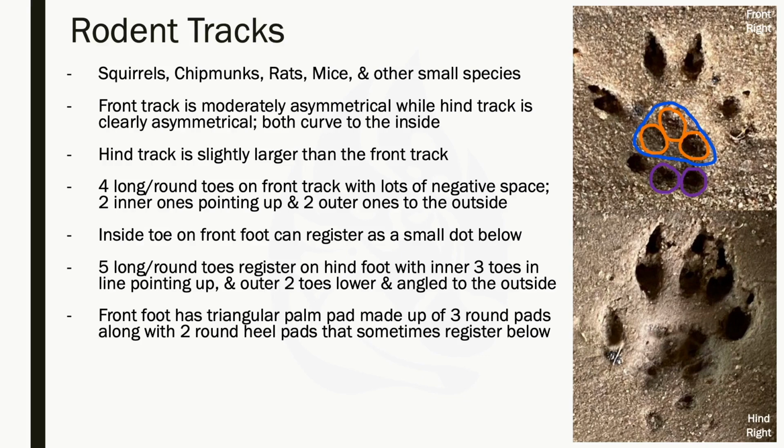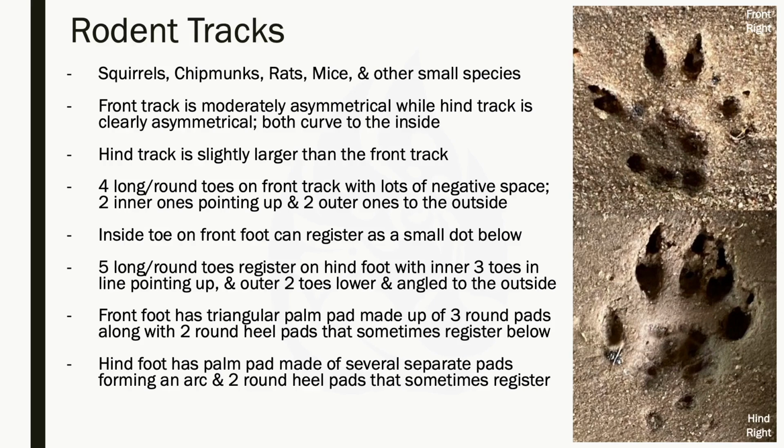So a lot of times they're not there or they're harder to make out, but in deeper substrate in mud, and again, many rodent species will spend a lot of time in mud, you can look for them because they do register frequently. Okay, the hind foot has similar in terms of a large palm pad, but it's actually more of an arc shape. Okay, and it's a little bit bigger, which is why the track's a little bit larger than the front pad, and you can oftentimes make out 4 distinct pads that will make up that pad.